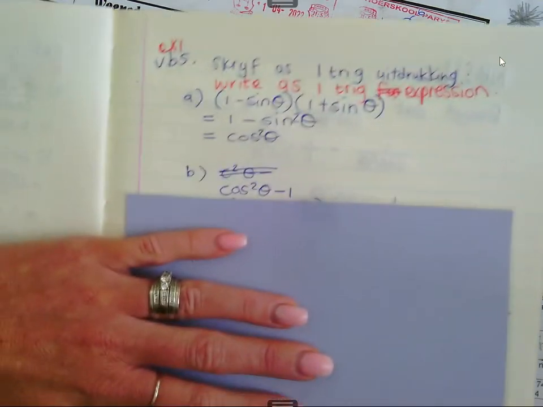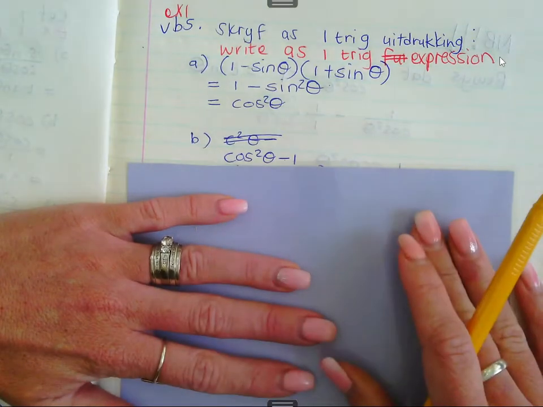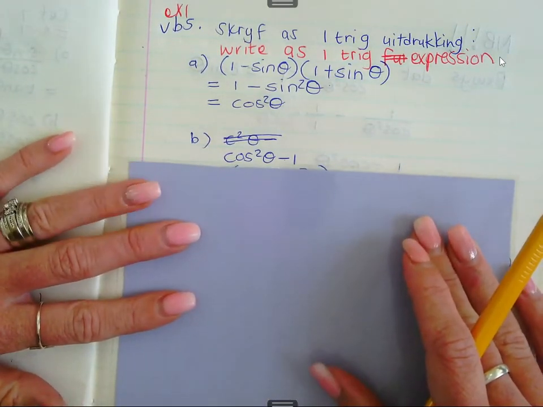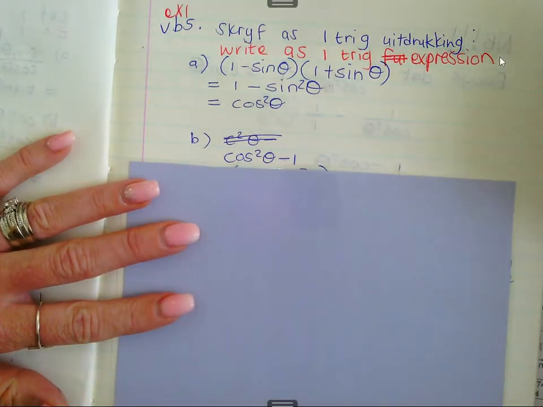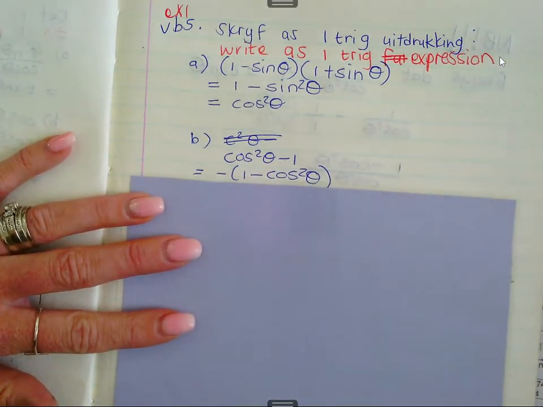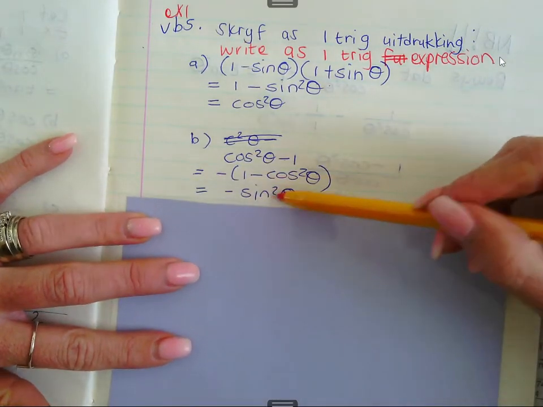Okay, B. Cos squared theta minus 1. Is that an identity? Is it almost an identity? What must I do? And now? What's the answer? Negative sin squared theta.